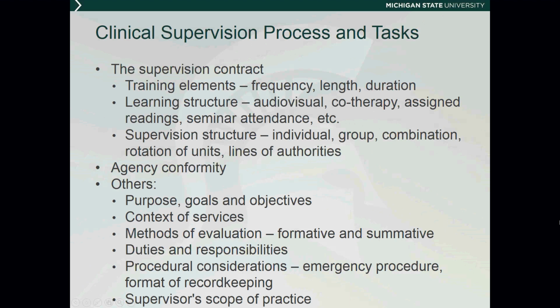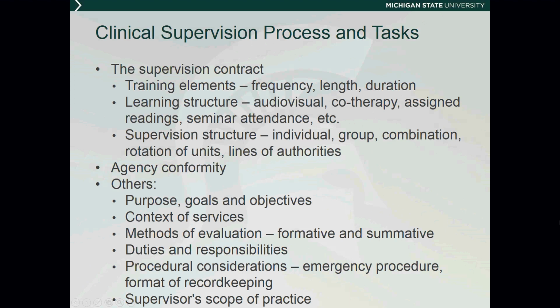And so there should be a supervision contract where everything is documented in terms of the training elements, the frequency, length, duration, and learning structure, whether it would be done through audiovisual, co-therapy, assigned reading, seminar attendance, etc., case counseling. The supervision structure, what you will be providing as a supervisor for the supervisee, and the lines of authority.